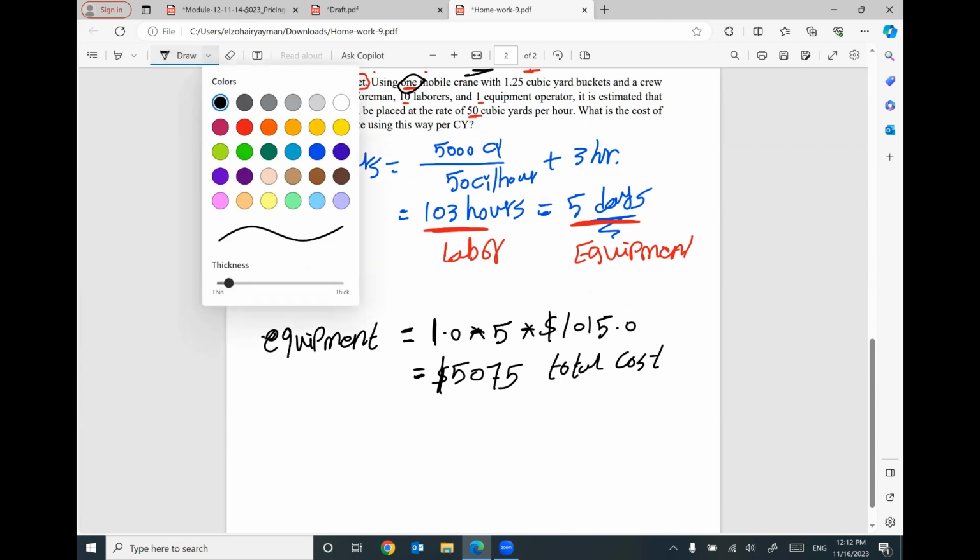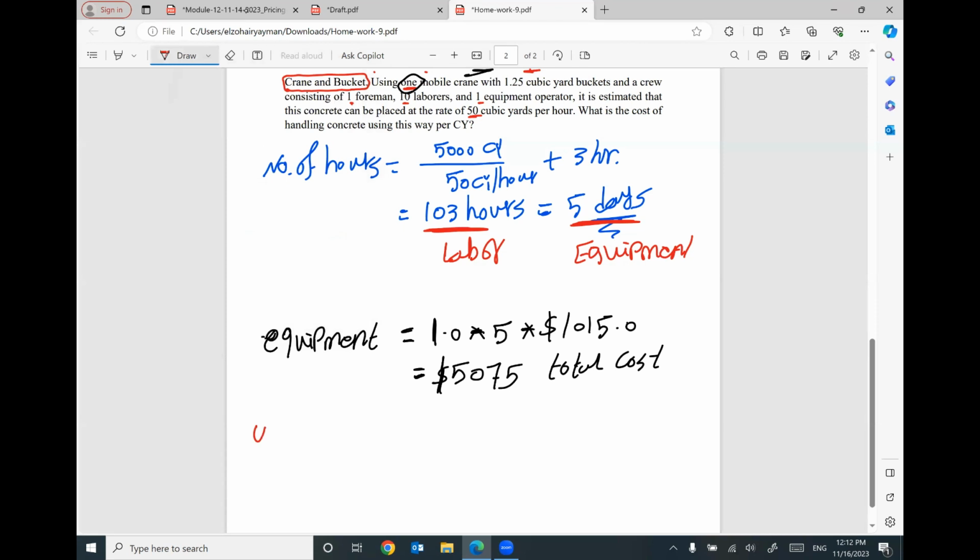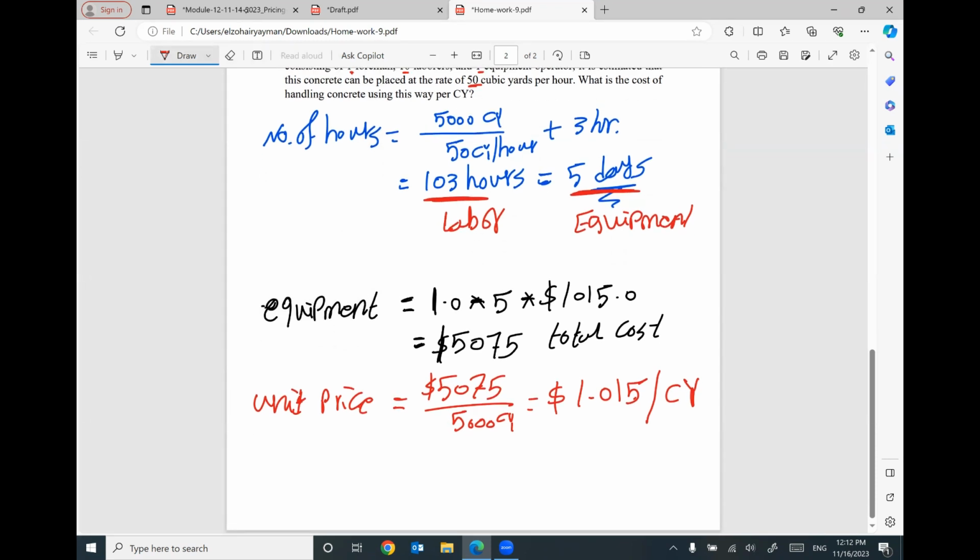But you can convert this cost to a unit price of equipment. Unit price will equal $5,075 per 5,000 cubic yards, which will give you $1.015 for each cubic yard of poured concrete. This is the unit price of equipment.